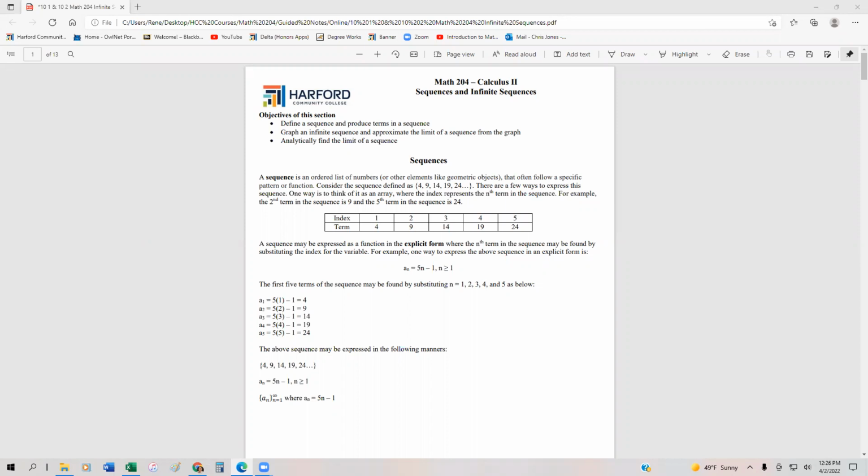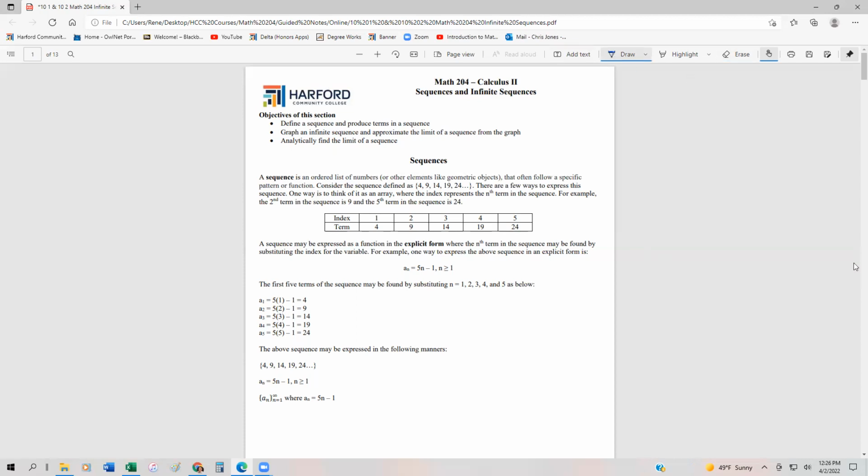Sequences are the foundational building block of what an infinite series is built upon. In this section, we're going to try to do three things. First, we're going to define what a sequence is and produce some terms in a sequence. Then we're going to figure out what an infinite sequence is. And then we're going to find the limit of a sequence, both geometrically from a graph and analytically by using methods from calculus.